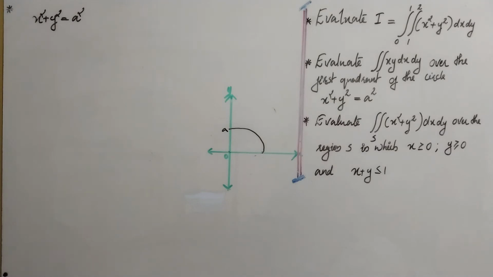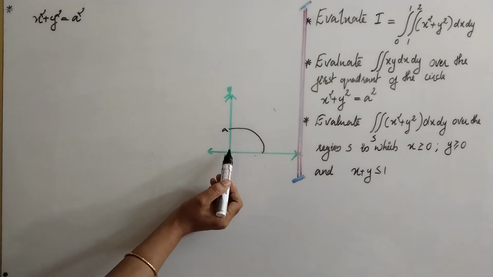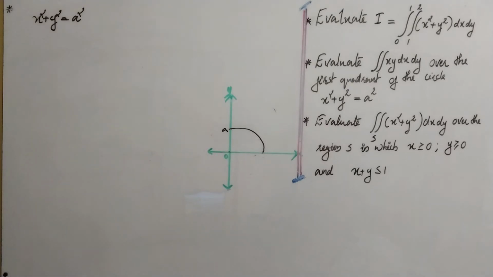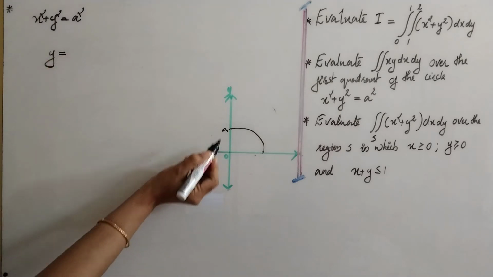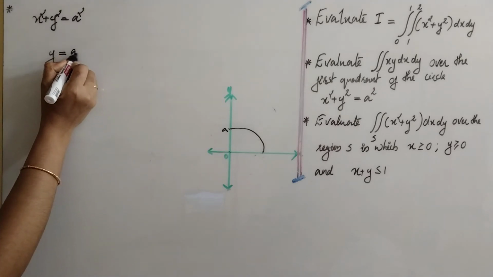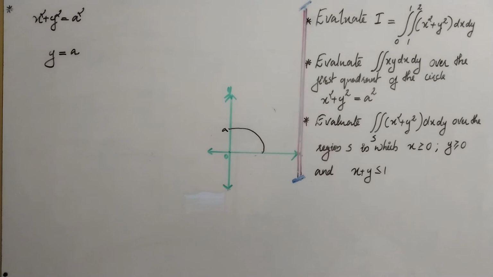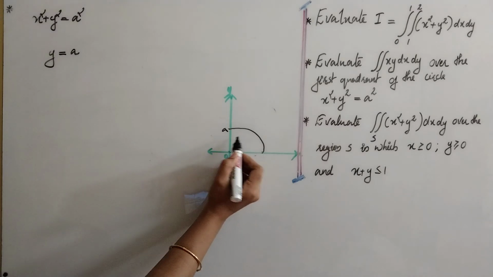and the circle meets the y-axis when x is equal to 0, and this implies y is equal to plus a in the first quadrant. Hence in the first quadrant, consider strips parallel to the x-axis.